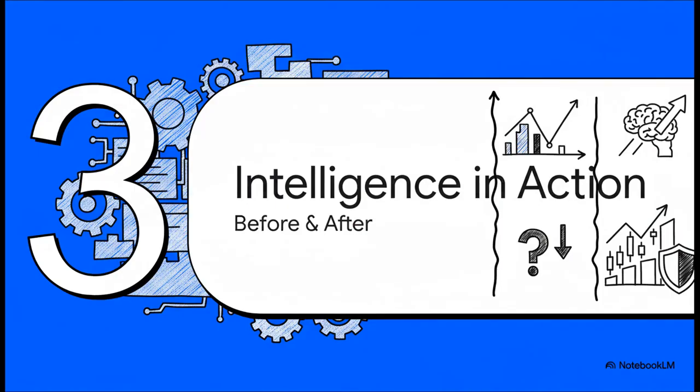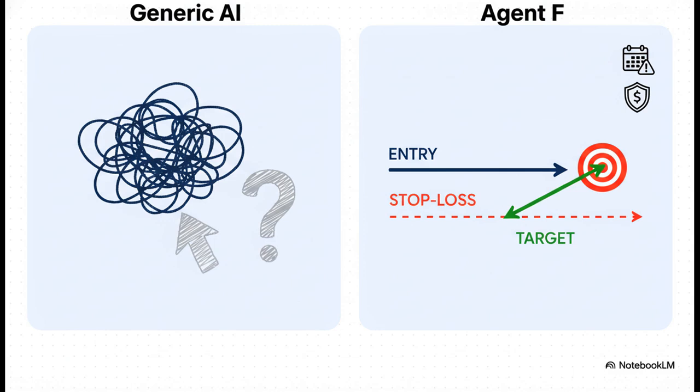Okay, so theory is great and all, but what does this actually look like in the real world? How does this layered approach make a tangible difference? Let's do a direct before and after comparison to really see it in action. And boom! This slide just says it all, doesn't it? On the left, you've got your typical generic AI: "MGC looks bullish. Consider buying." Super vague, right? But now look at the right. Agent F gives you a precise, actionable plan: an exact entry, a specific stop loss, and clear targets.